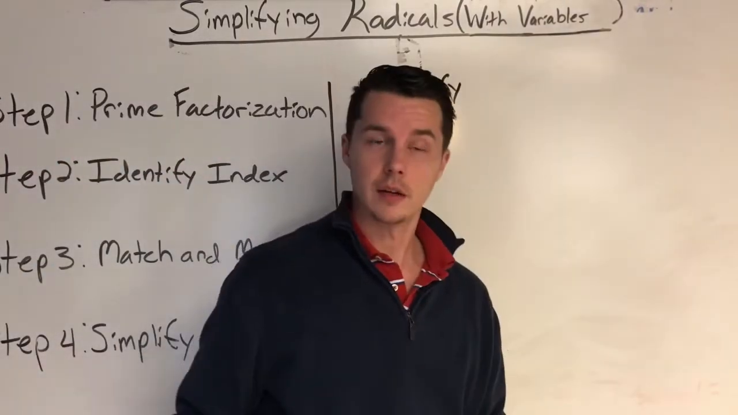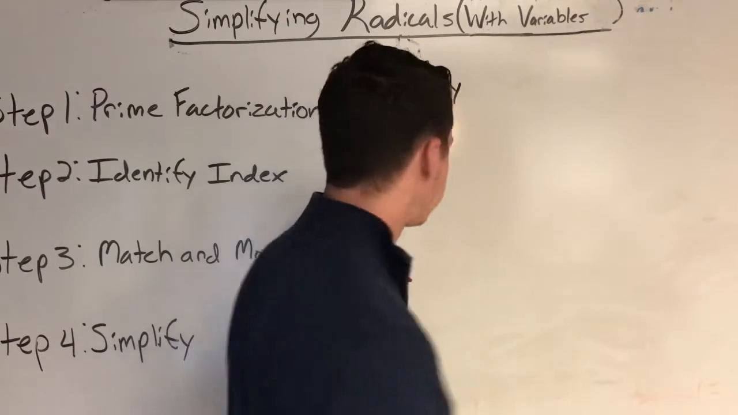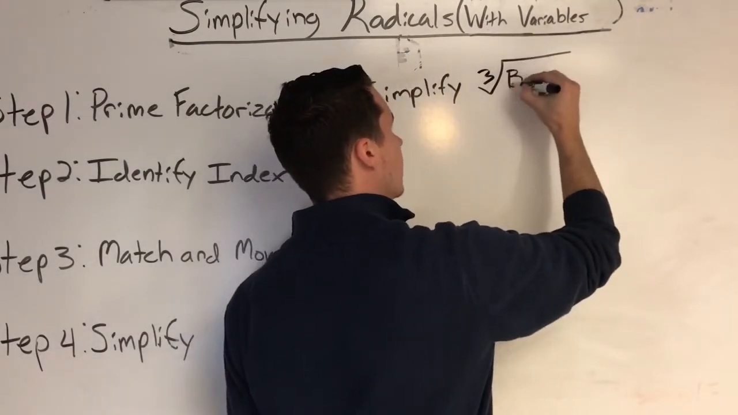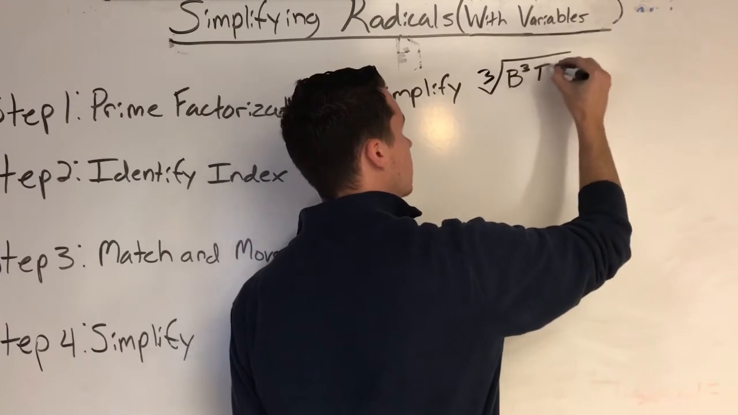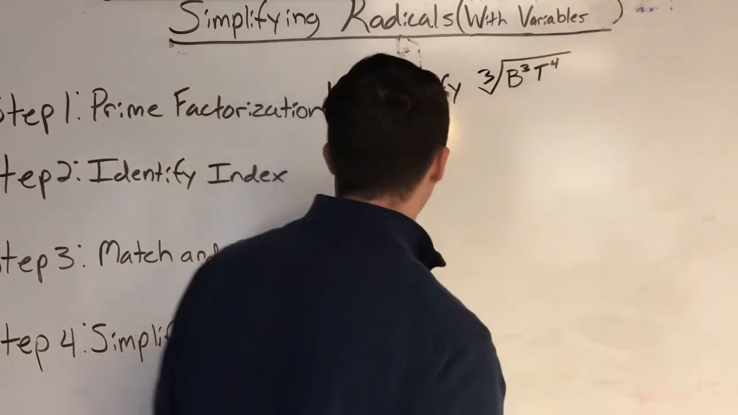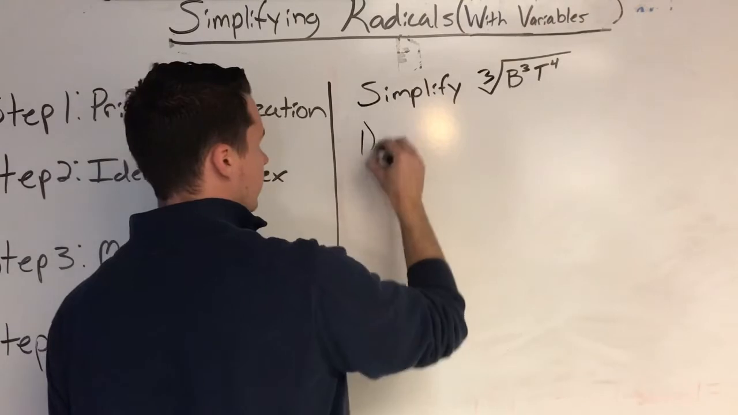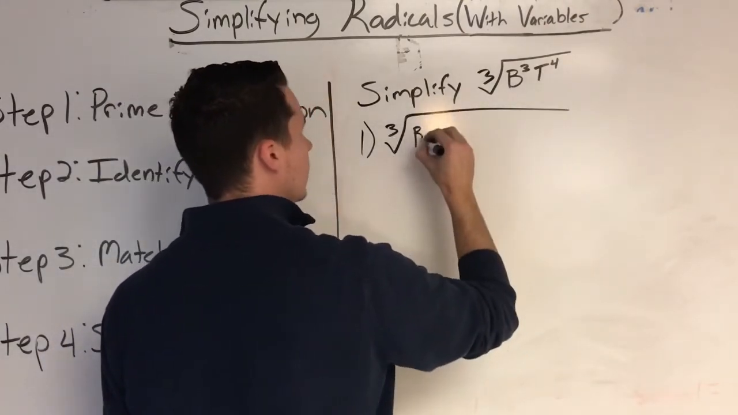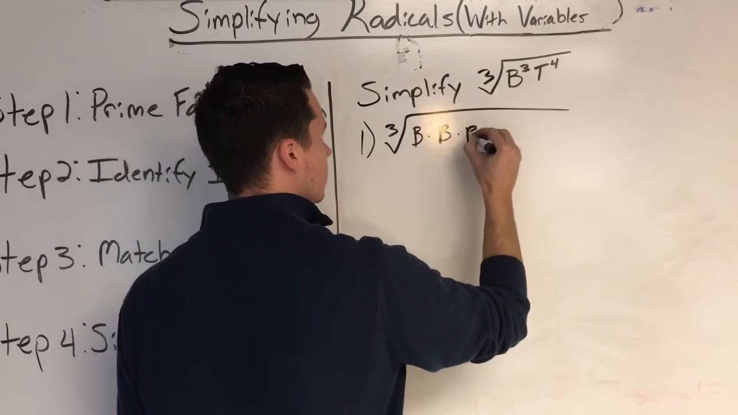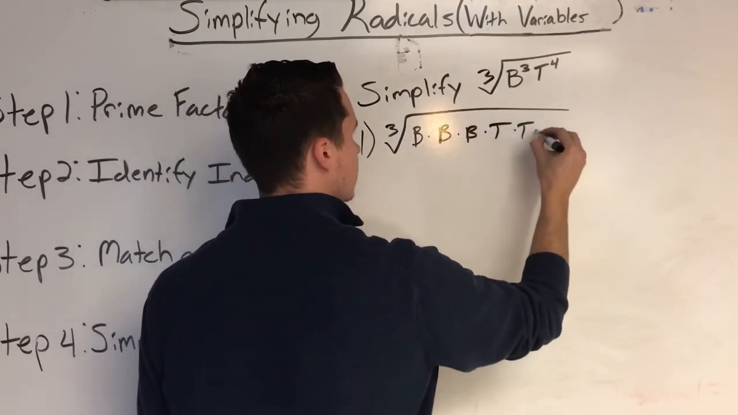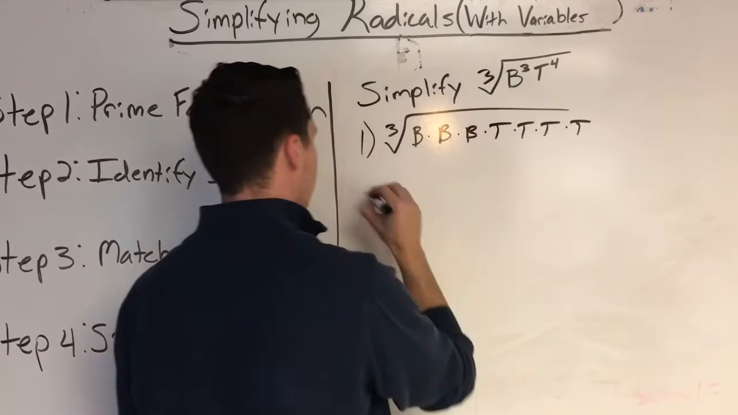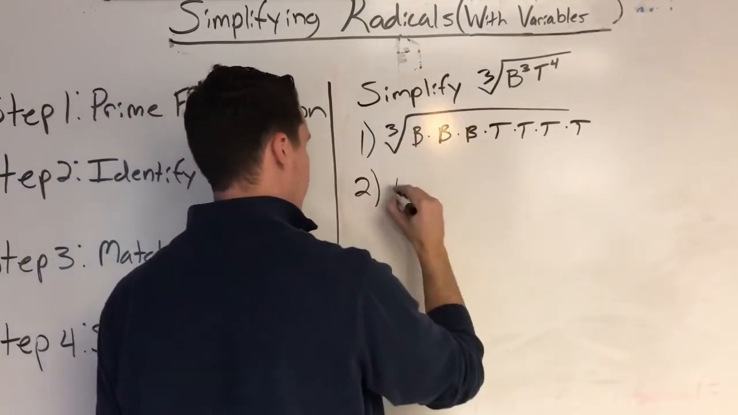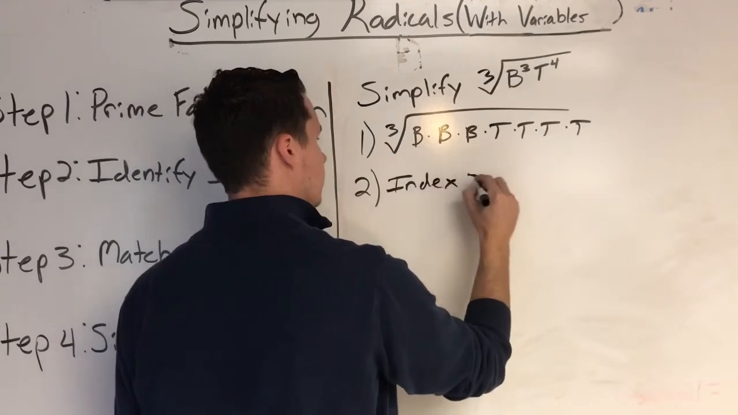All right, guys, our second example is going to be a little bit harder. Let's go ahead and take the cubed root of b cubed t to the 4th. All right, well, first step is to factorize everything. So we're going to get the cubed root of b times b times b times t times t times t times t. All right, step 2, what's the index here? Well, what does it say it is? That's right. So our index is 3.